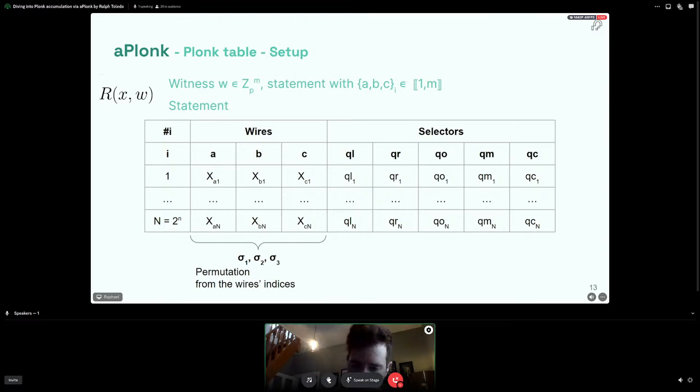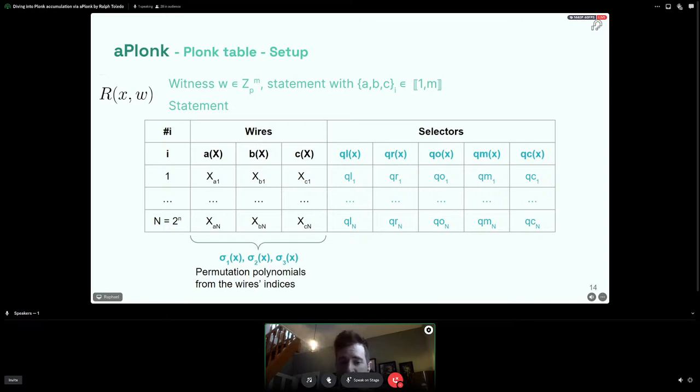When you have the circuits, you have quite a lot of constraints. So the first thing you want to do is to compress them to prove things on small objects. So what we're going to do is use polynomials. So let's take, for example, QL(X). QL(X) will evaluate to QL1 on the first point of a subgroup to QLN on the last point of a subgroup. What we're going to do is then use the KZG commitment scheme to commit to these polynomials.